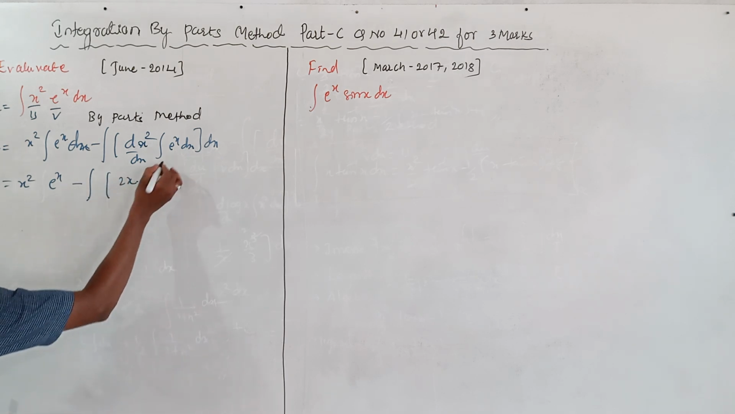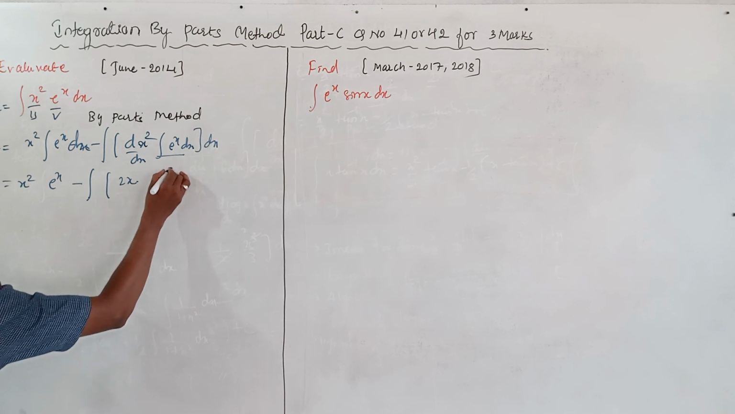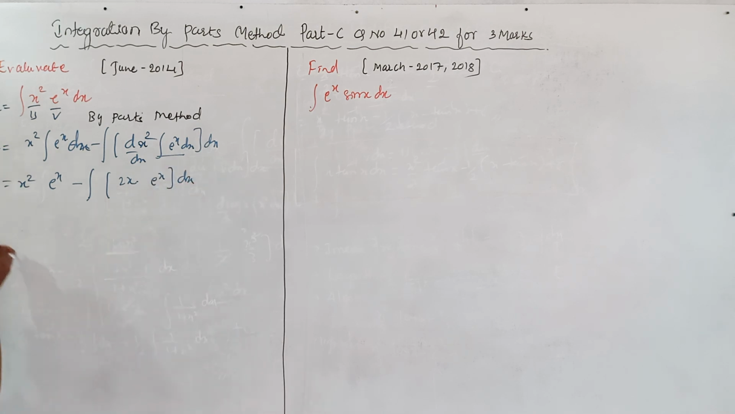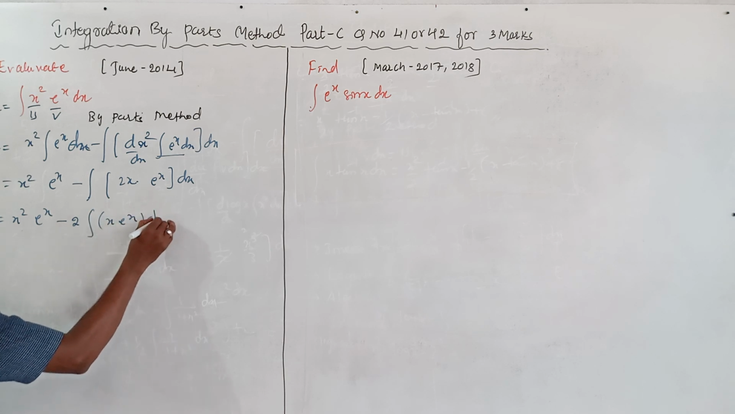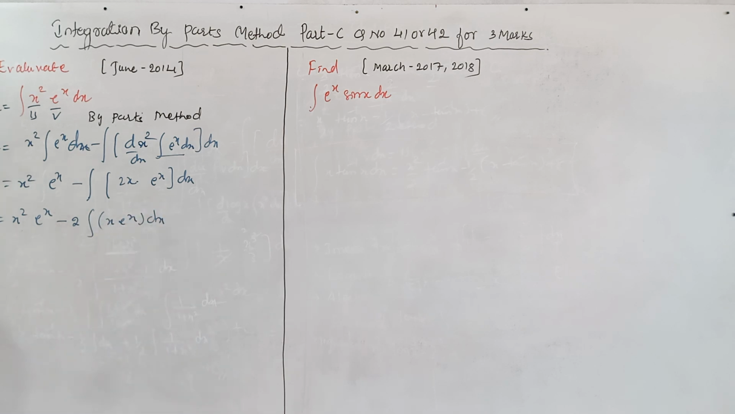Derivative of x square is what? 2x. Integration of e raised to x is what? E raised to x dx. Now I is equal to x square e raised to x, take 2 outside, minus 2, integration of x e raised to x dx. Again by parts here. Again by what? By parts method.